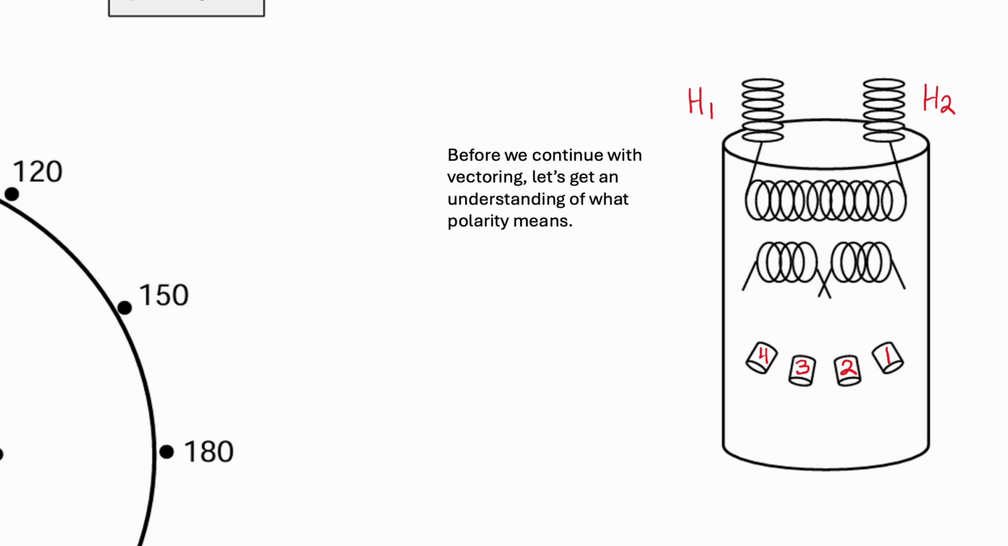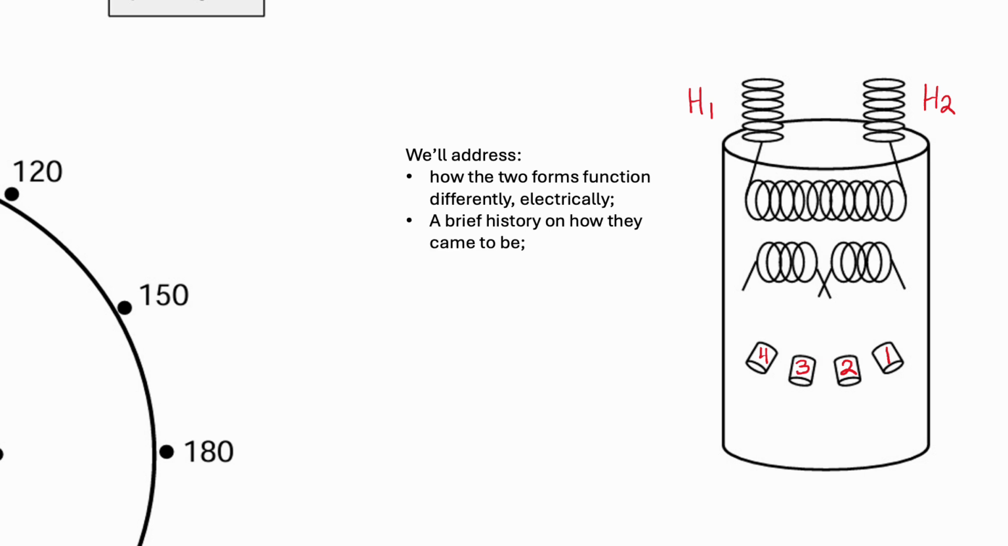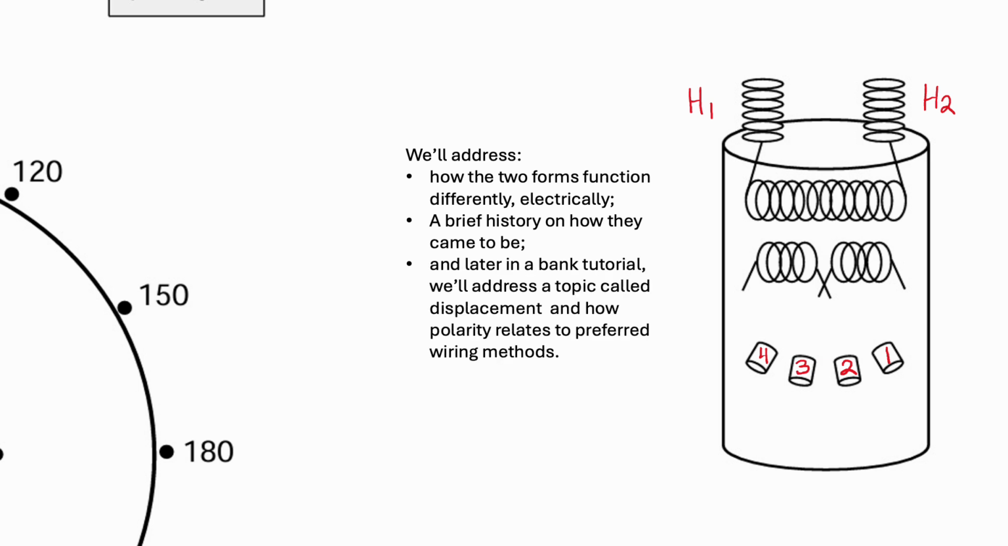Now before we continue with vectoring, let's try to get an understanding of what polarity means. We're going to address how the two forms function differently from an electrical standpoint, and give a brief history on how they came to be. And later in a bank tutorial, we will address a topic called displacement and how polarity relates to preferred wiring methods. However, we're not going to cover that in this tutorial.